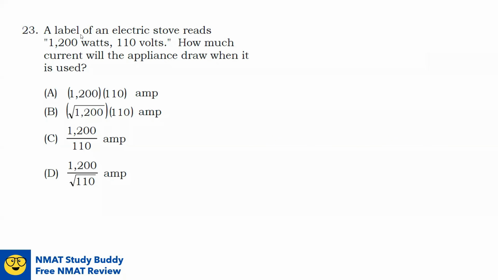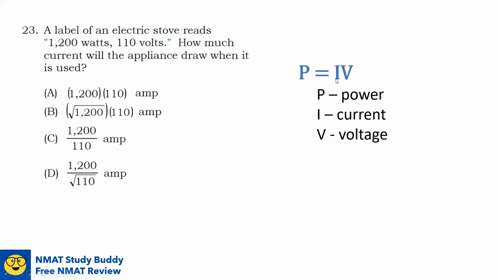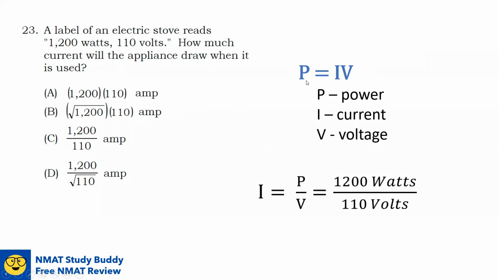Number 23, a label of an electric stove reads 1,200 watts, 110 volts. How much current will the appliance draw when it is used? So, yung formula for this one is power is equal to current times voltage. So, P = IV. Tandaan nyo tong formula na to. And manipulating this one will give us current is equal to power over voltage. So, yung given na power is 1,200 watts over yung 110 volts. So, yung answer natin is letter C, 1,200 over 110 amperes.